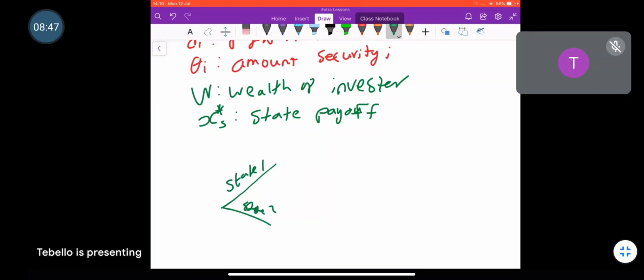So state 1 is when the economy is good, and state 2 is when the economy is bad, right? So let's say the price again is 10 rand, and then your payout is going to be how much? Let's say maybe it's going to be 12.50, and then here your payout, let's just say maybe it's going to be 9 rand, right?